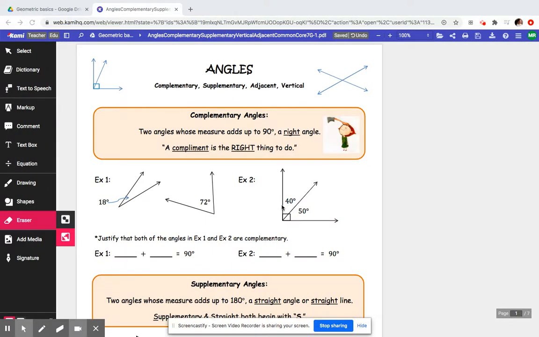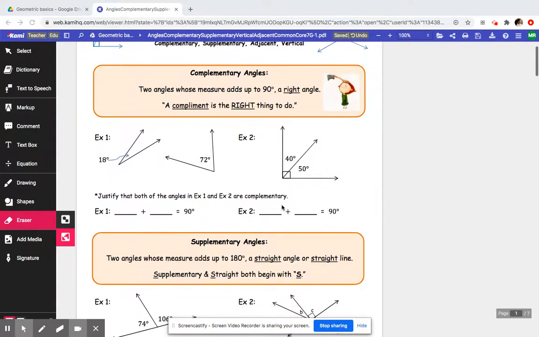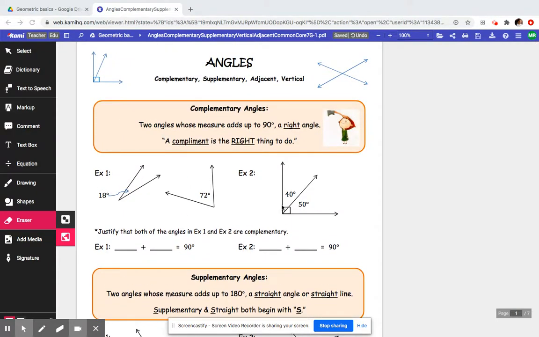Today you're going to be learning about complementary, supplementary, and vertical angles. You've already learned about adjacent, but I'll review that. So first, complementary angles. Two angles whose measures add up to 90 degrees, or a right angle, are complementary angles.